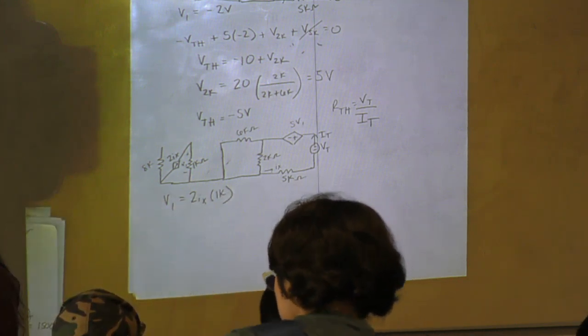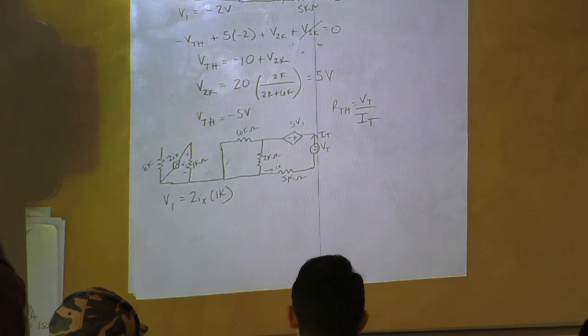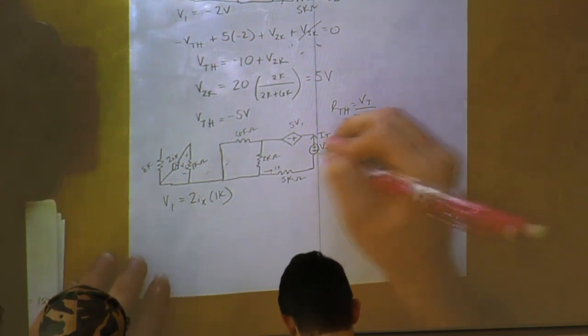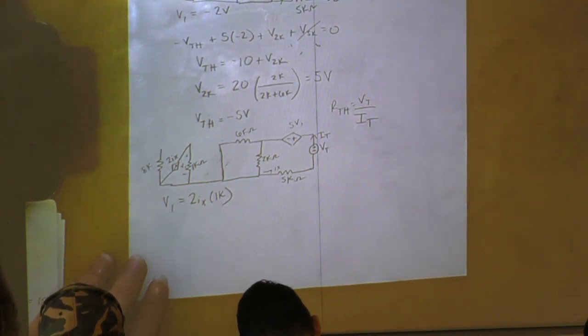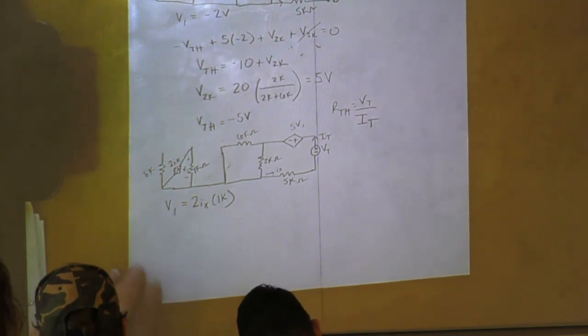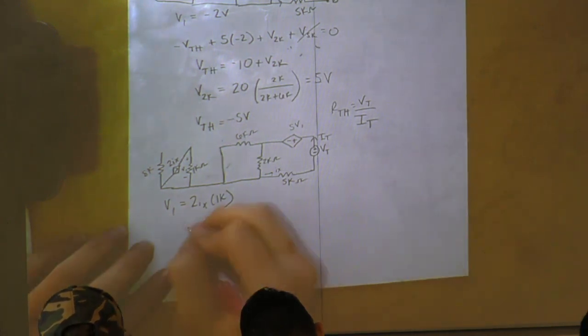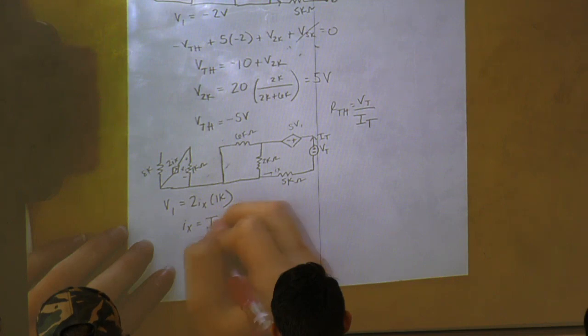What's your polarity for VT? We have positive over negative. And then we can say that our Ix is equal to our IT.